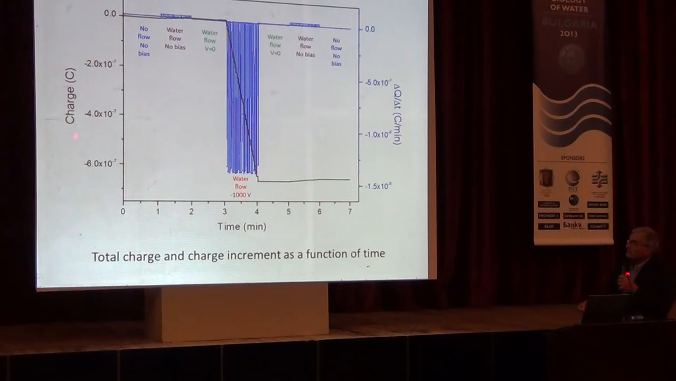Charge as a function of time. No flow, no bias, no charge. Water flows with no bias, small noise, that I will talk about later. When it is grounded, no charge. When we apply 1000 volts negative, then each drop brings charge to the Faraday cup. You can see the steps here until it gets here. And then we go back and charge is kept within the Faraday cup.